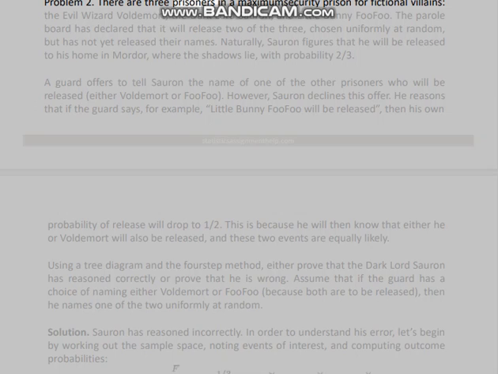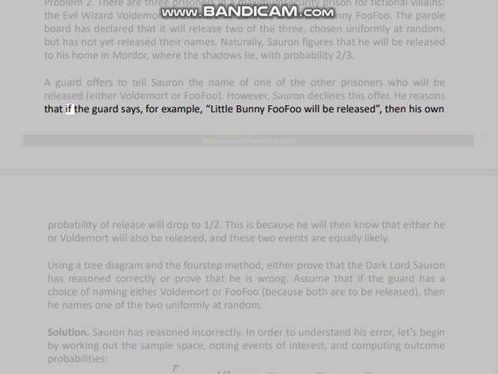Problem 2. There are three prisoners in a maximum security prison for fictional villains: the evil wizard Voldemort, the dark lord Sauron, and little bunny Fufu. The parole board has declared that it will release two of the three, chosen uniformly at random, but has not yet released their names. Naturally, Sauron figures that he will be released to his home in Mordor, where the shadows lie, with probability 2/3. A guard offers to tell Sauron the name of one of the other prisoners who will be released, either Voldemort or Fufu. However, Sauron declines this offer.